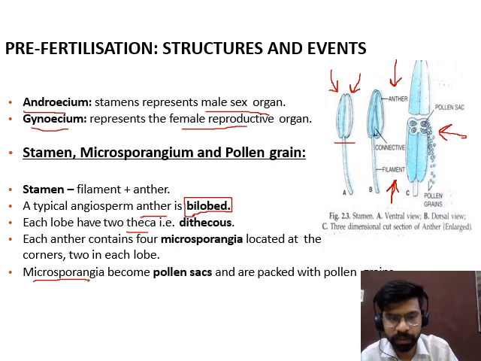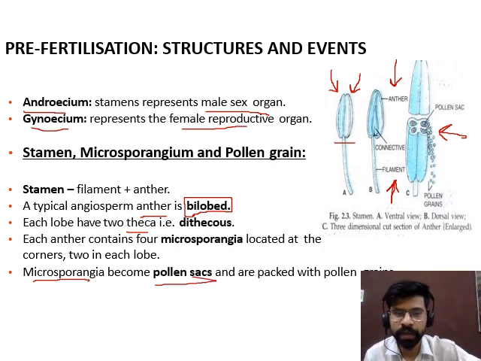The last point, yes, it is written. Microsporangia become pollen sac in which pollen grains are packed. You can see here inside this pollen sac, the pollen grains rupture, the anther gets ruptured and pollen grains move out.